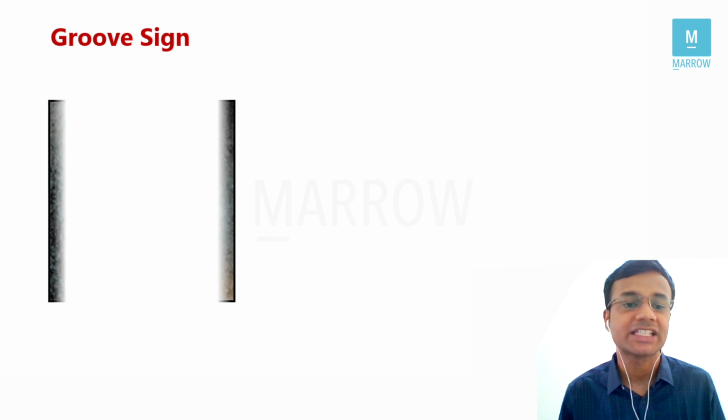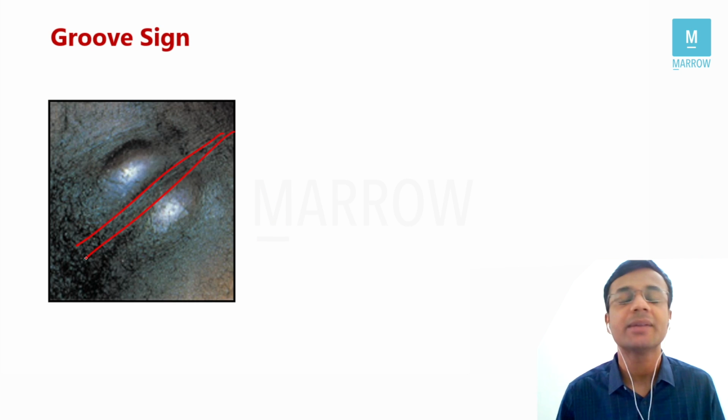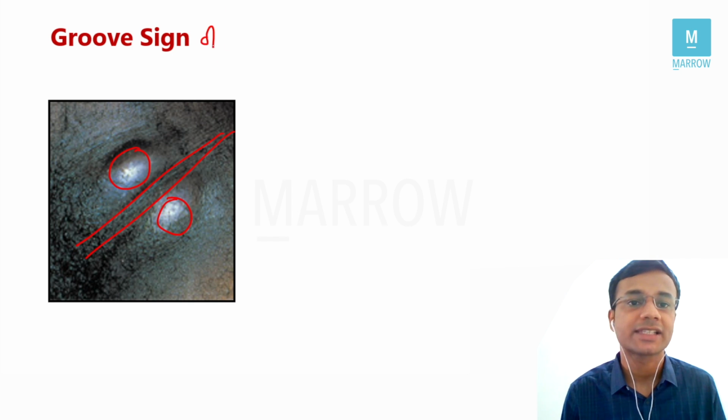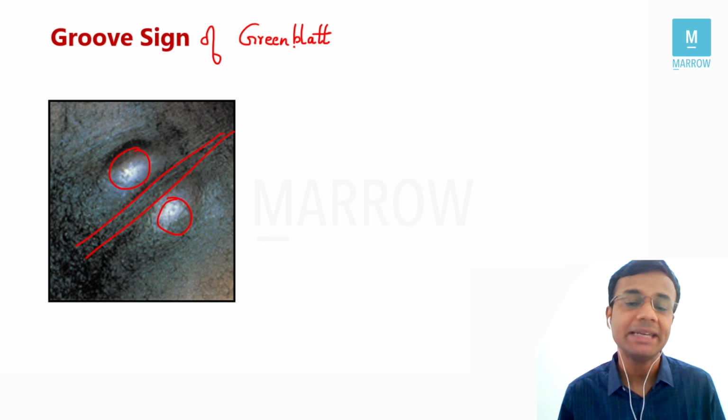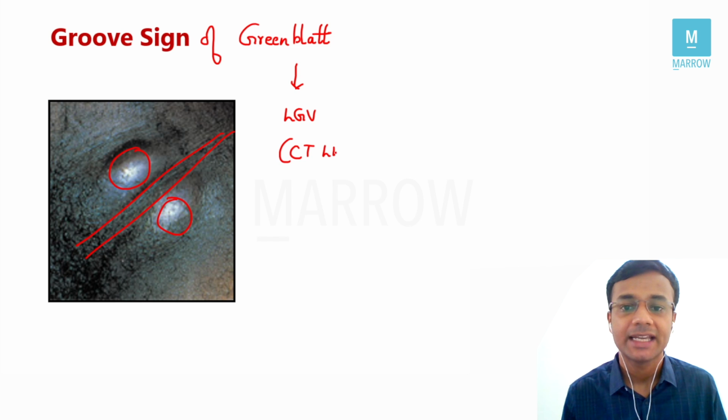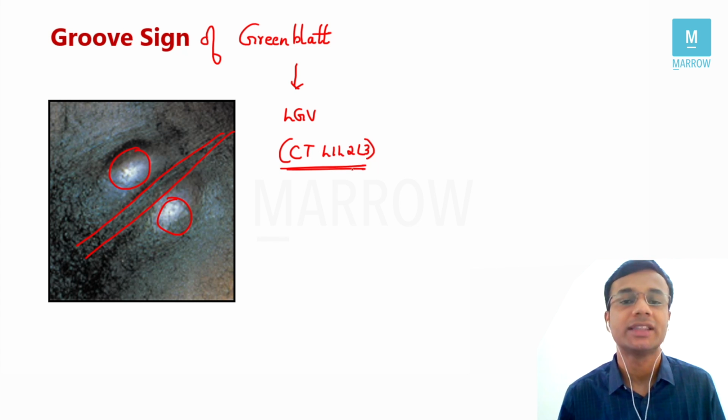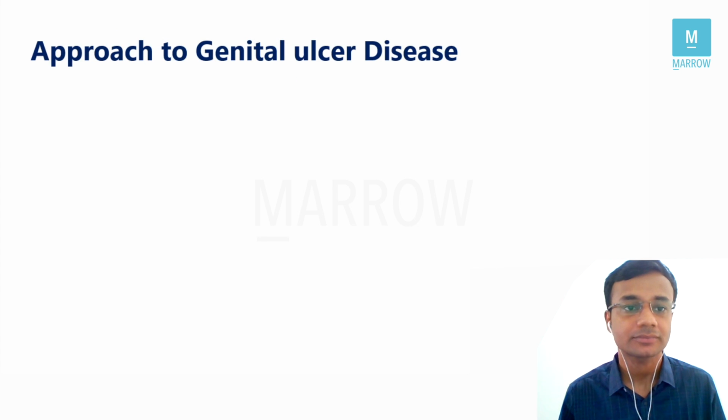Now, what is groove sign, which I just mentioned to you? This is the inguinal ligament, and you can see enlargement of the lymph nodes above and below the inguinal ligament. This is called the groove sign of Greenblatt, which is seen in lymphogranuloma venereum produced by Chlamydia trachomatis L1, L2 and L3. So Chlamydia trachomatis L1, L2, L3 produces LGV.